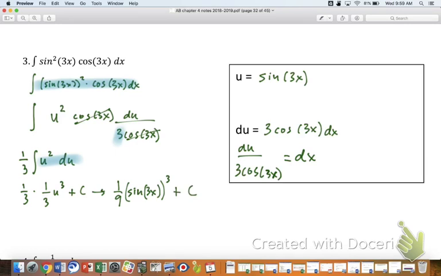plus c. Can you show us this the other way, just to see how it would... Yeah, before I do that though, are there any questions on this one?